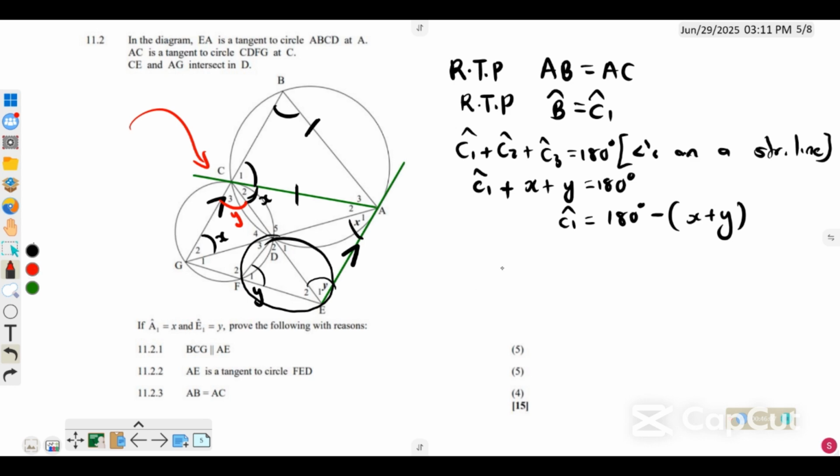Now here's the famous question. Why? Because you now have C1, which is that. Why is angle B equal to 180 degrees minus (X plus Y)? We need to go and prove that. We need the reason for that. Okay, so let's go and look for it. Why is angle B equal to 180 minus that?